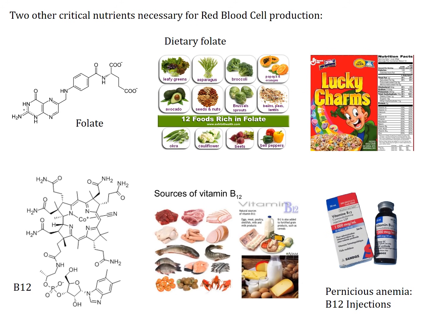So if you're deficient in iron, deficient in folate, deficient in vitamin B12, you are setting yourself up for inability to synthesize healthy red blood cells, and then you end up in a state of dietary anemia.